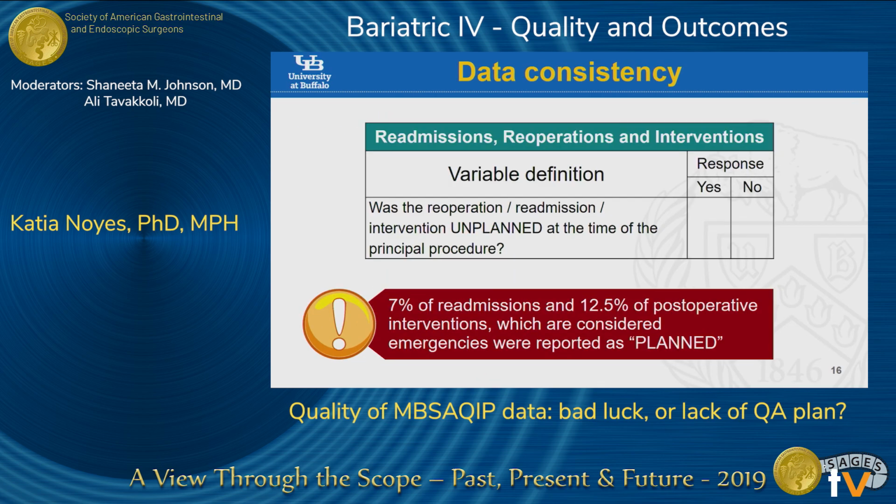Finally, we examined additional variables that MBSAQIP created based on clinical notes and the billing information available to individual centers. So there are two variables that describe whether reoperation or readmission was unplanned at the time of the index procedure. Two answers are possible: response yes, meaning the readmission was unplanned, and response no, meaning it was planned. So 7% of readmissions and 12.5% of postoperative procedures were planned, which is not a problem.